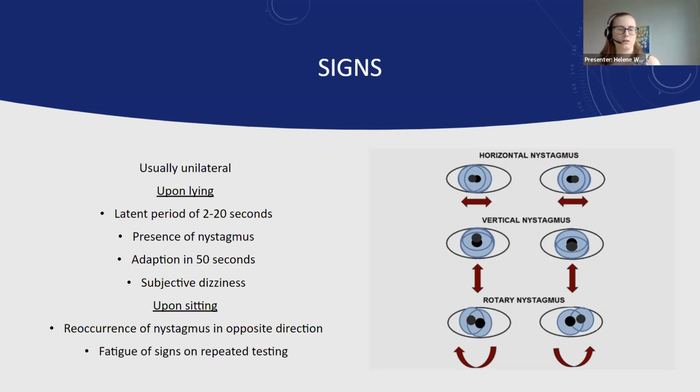Generally, it takes a little while, 20 seconds or so, for the symptoms to occur once the person has laid down, and that's to give the otoconia time to move, particularly if they're in the canal. Generally, the system, after about 50 seconds, gets used to the fact that there's movement occurring, but people will sometimes report subjective dizziness, not always, but sometimes. When you sit the person back up, you get nystagmus in the opposite direction. And if you do the assessment multiple times, you'll start to see a fading of the effect. So the sign will fatigue when you do it multiple times.